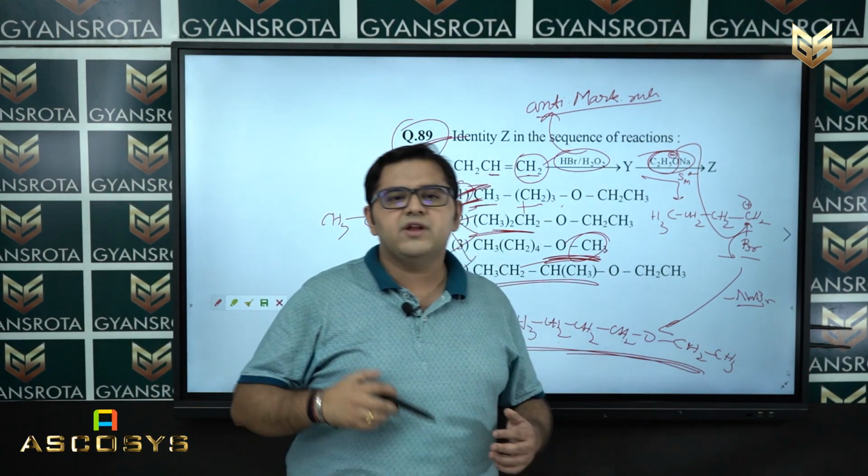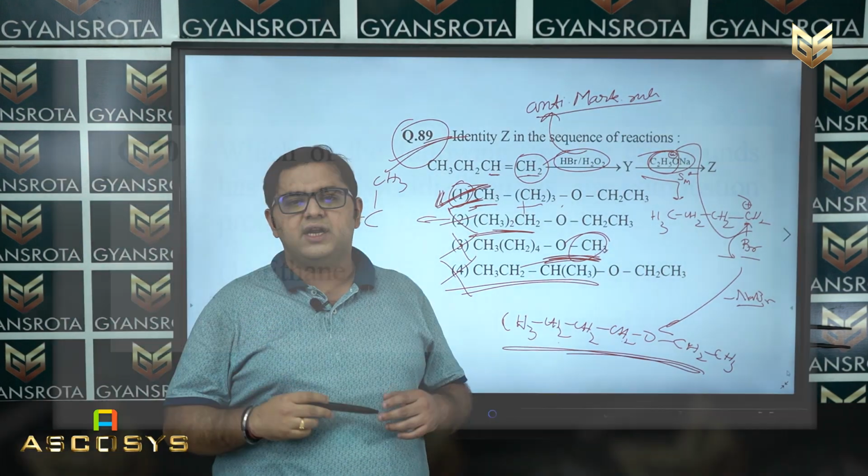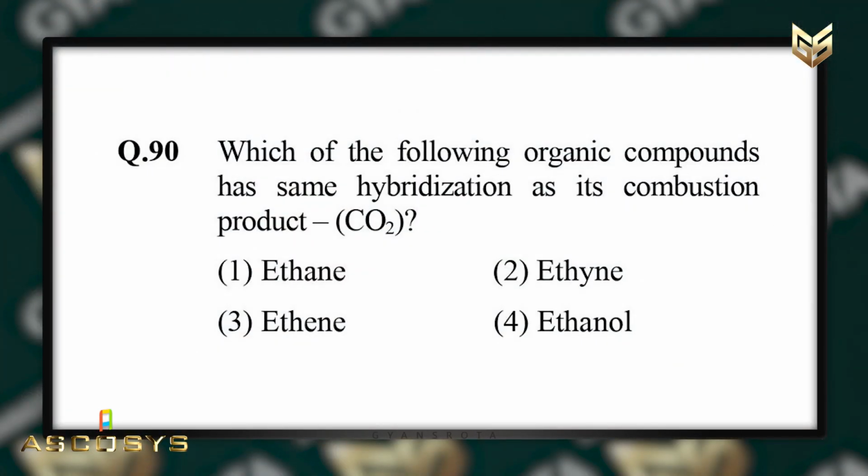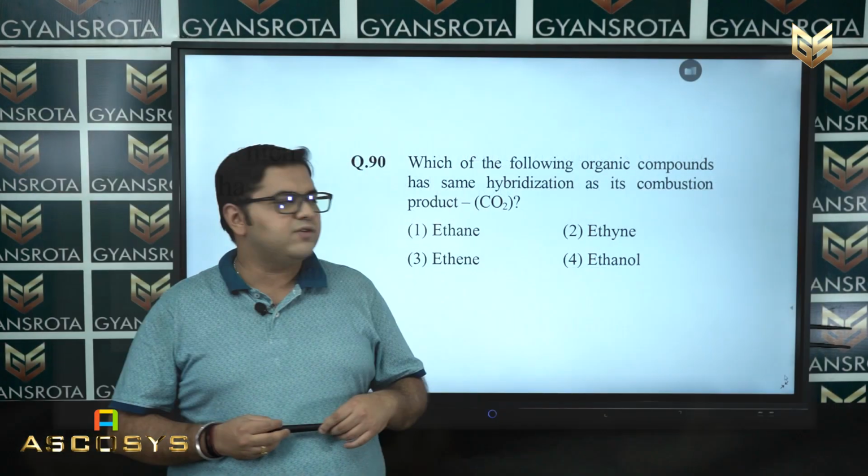So, now we are moving to the last question, that is question number 90. Question number 90 is on your screen. Which of the following organic compounds has the same hybridization as its combustion product CO2? So, now we are moving to the solution part.